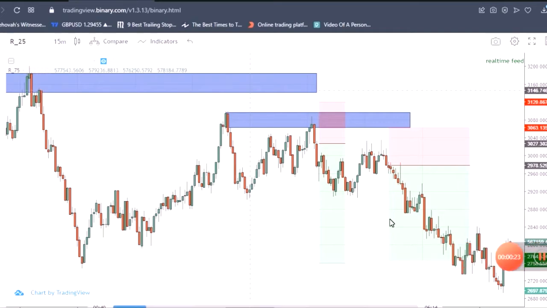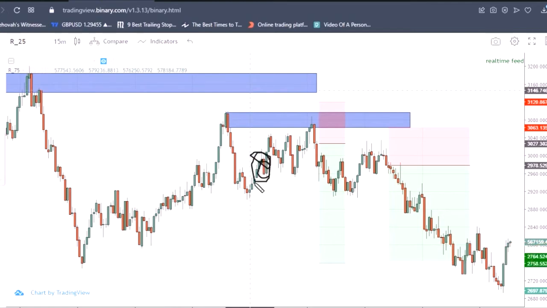So this zone here on top, this zone represents the daily resistance. So if you have noticed, VIX 75 has been moving in a downtrend. Okay, so the time I entered these trades, the market was somewhere here. Let me just show you. The market was somewhere here, somewhere there.